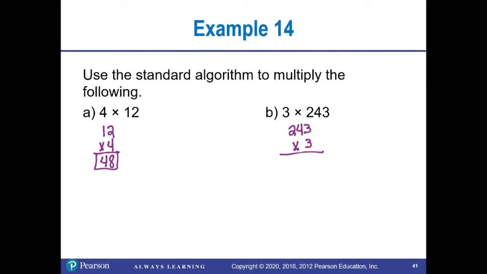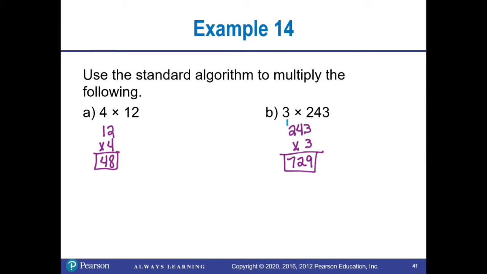Then we have 3 times 243. 3 times 3 is 9. 4 times 3 is 12. That's 12 tens. 10 tens we regroup for an extra 100. Then 2 times 3 is 6, plus 1 more 100 makes 700s.